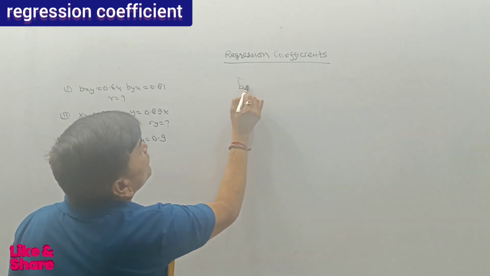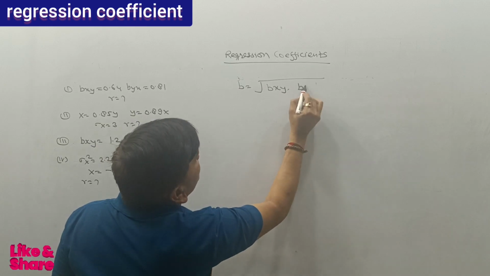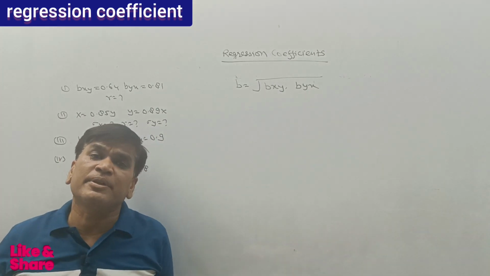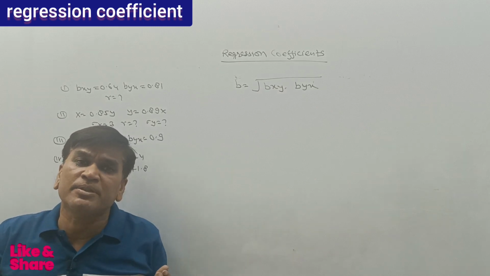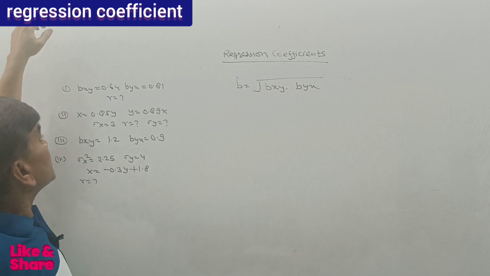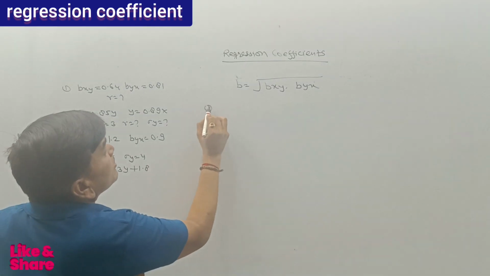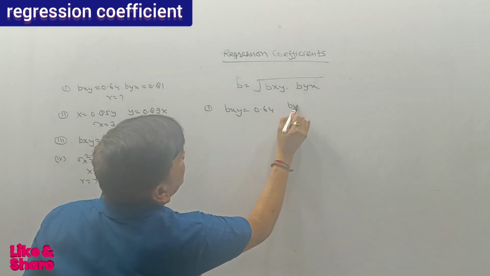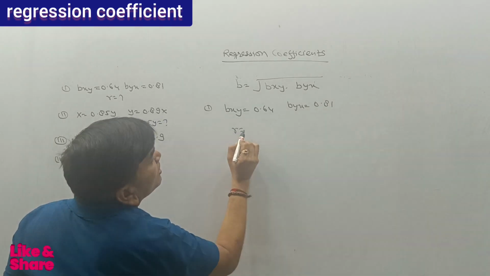For getting the regression coefficient, sometimes we have very small questions related to it. The regression coefficient is the root of bxy multiplied by byx. Now I have written four questions on the blackboard. I have seen that type of question many times in examinations also. The first question: a student has calculated bxy as 0.64 and byx as 0.81. What will be the correlation value?